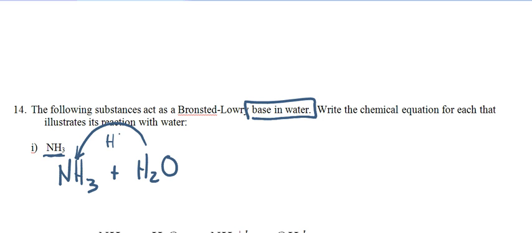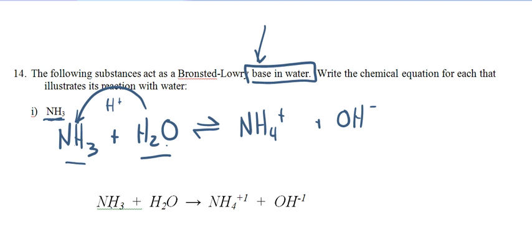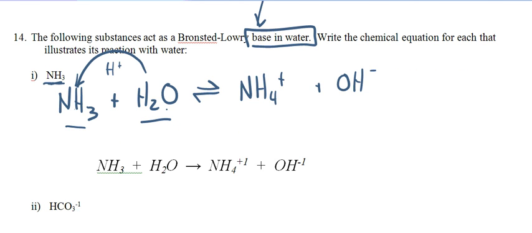Now, if you need to draw the arrow, that is fine. So since it accepted a hydrogen, it is now NH4 with a plus 1. And the water now is hydroxide. This is what the question is asking you to do. If it says it's acting as a base in water, show me water, show me it as a base, and what's happening. Not difficult. And a lot of you did very well on this on the quiz, so I was pretty proud of you on that.